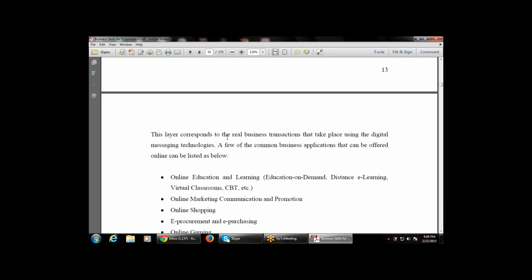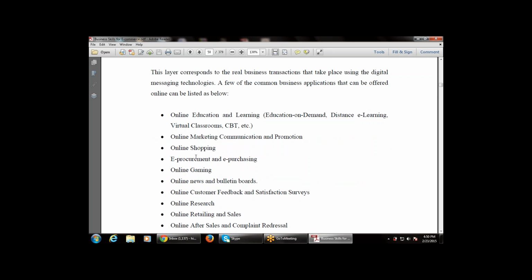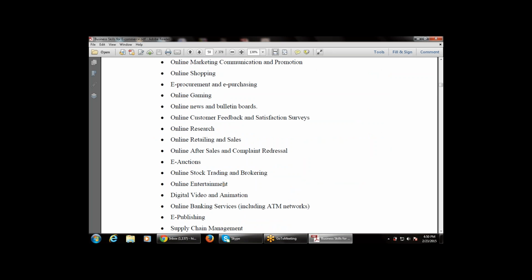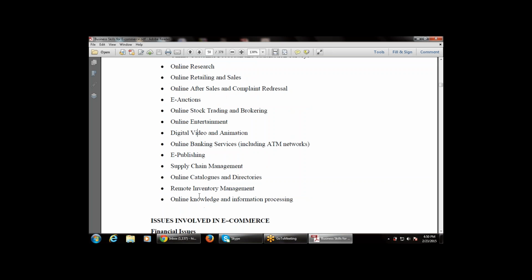A few of the common business applications that can be offered online can be listed as below. These are some common application areas in which online or e-commerce transactions take place. What are the common business applications? First is online education and learning, then online marketing, communication, promotion, shopping, e-procurement, e-purchasing, online gaming, news and bulletin board, customer feedback, satisfaction survey, research, retailing, sales, after sales, e-auction, stock trading and brokering, entertainment, digital video, online banking like ATM. So these are the various application areas in which e-commerce is used.